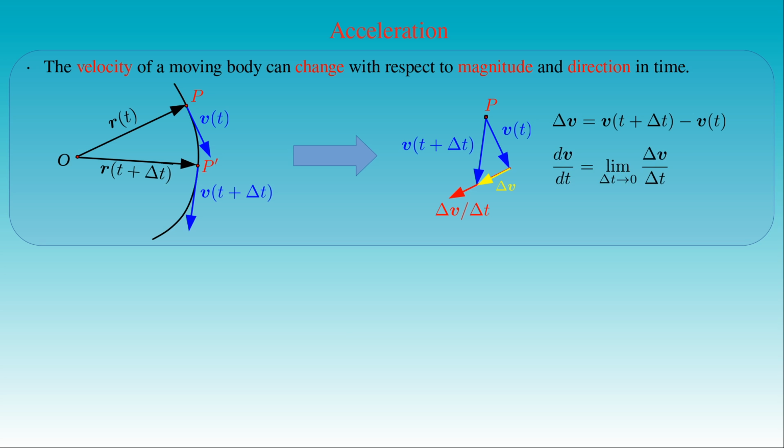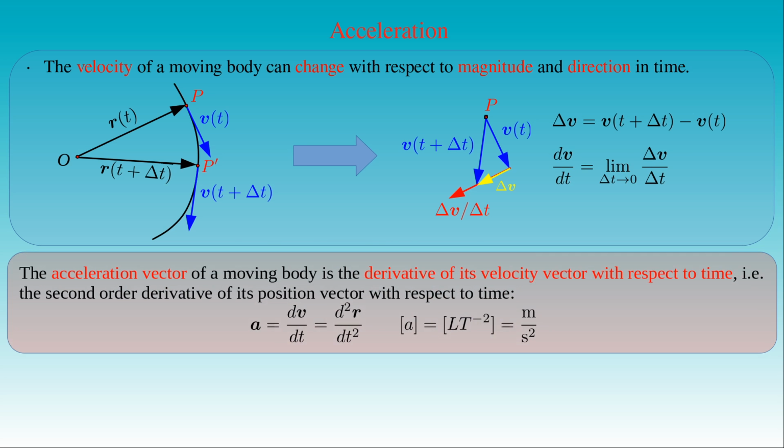Then we can define the acceleration vector of a moving body as the derivative of its velocity vector with respect to time, that is, as the second-order derivative of its position vector with respect to time. We denote the acceleration vector with the boldface letter A. Its physical unit is the ratio of the unit of length to the square of the unit of time, following from its definition. Then its SI unit is meter per second squared.